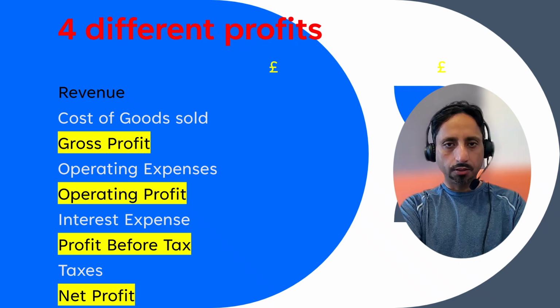So as you can see, the revenue is at the top. Second element is cost of goods sold. Third is gross profit, operating expenses, operating profit. And so in this slide, we can see that there are four different profits which I mentioned. That is the gross profit, operating profit, profit before tax, and net profit.